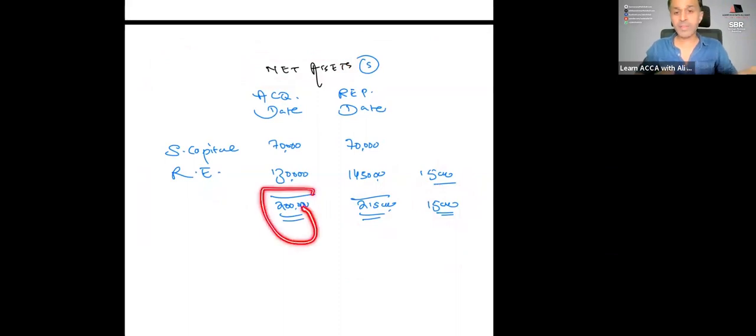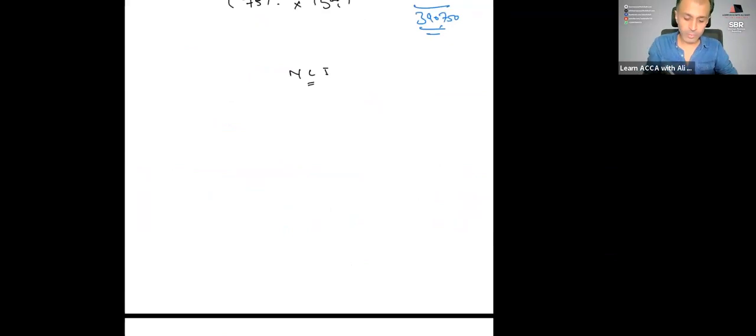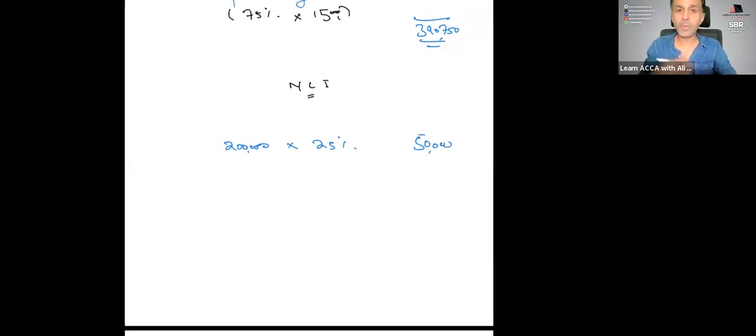So we have got the balance of net asset, and I will use this to work the proportion of net asset, with this 200,000 multiplied by that 25%. So the proportion value of net asset will be 50,000. But that is not it. That's the proportion of net asset value.